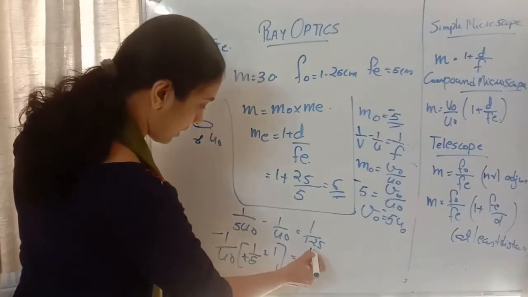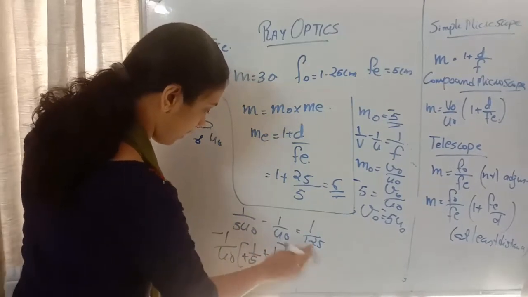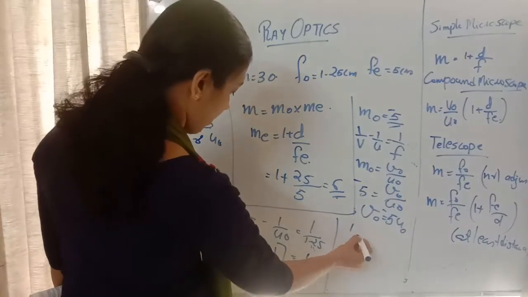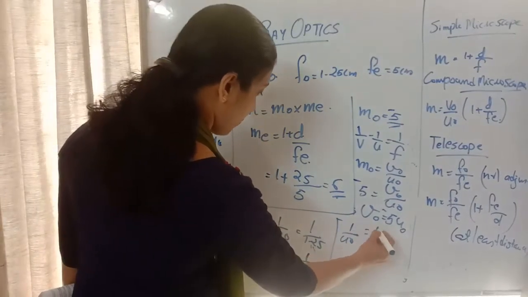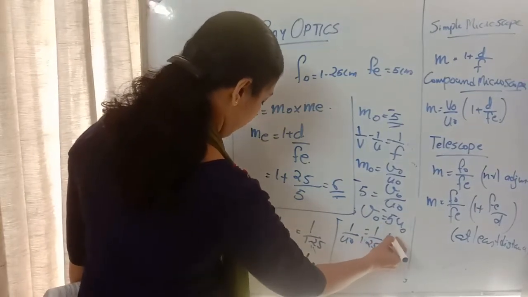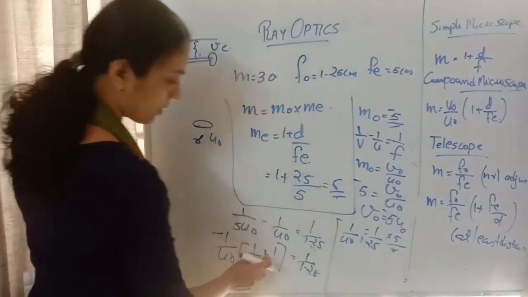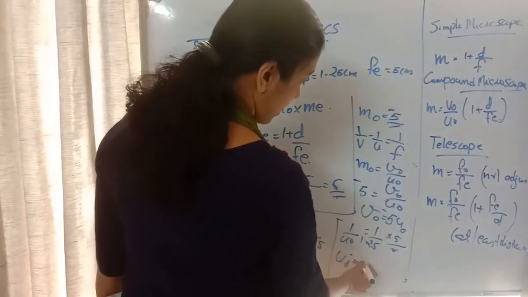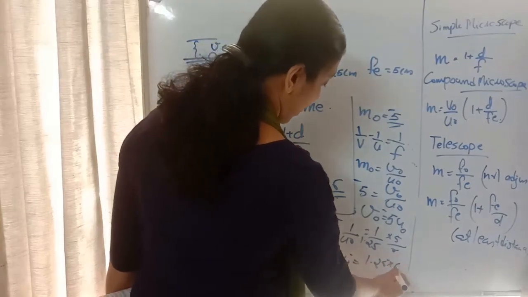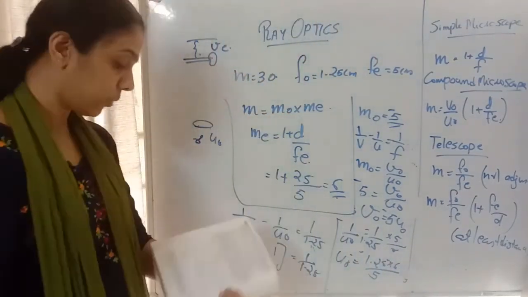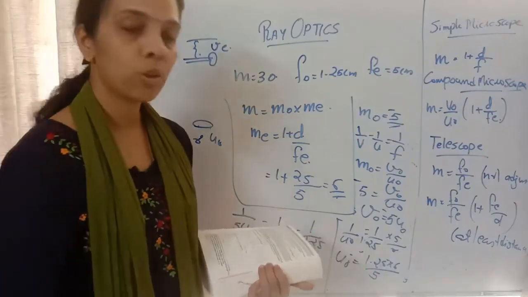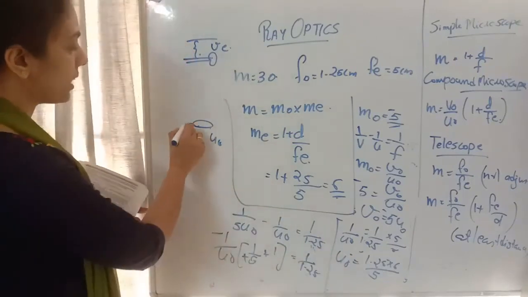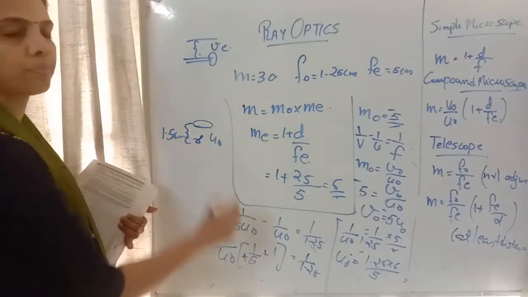So 1 by UO into 1 by 5 minus 1 equals 1 by 1.25. We will get 6 by 5, so we can write 1 by UO equals 1 by 1.25 into 5 by 6. So UO equals 1.25 into 6 divided by 5. That is a negative value. When you find the answer, you will get minus 1.5 centimeter as UO. Now we are getting this as 1.5 centimeter.